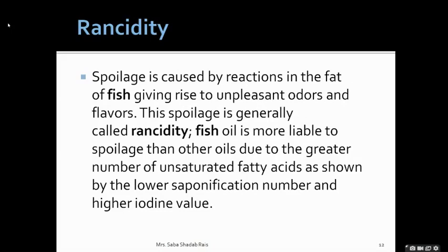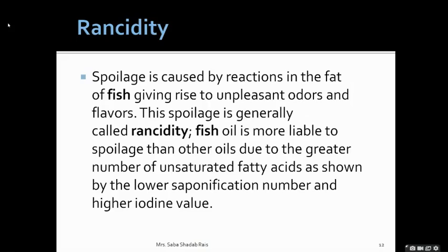Then the next thing is rancidity. We know what rancidity is. See, you must remember: autolysis is amino acid or protein degradation, and fat degradation is called rancidity. Now, what will happen in the case of rancidity? Just now I told you what rancidity is. It is the breakdown of fat.